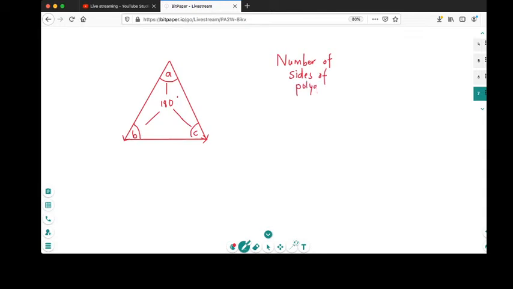So in the triangle shape, we have 3 sides, obviously, this side, this side, this side. And basically, you subtract 2 and you multiply that number by 180 degrees. So this is a formula, guys, okay?